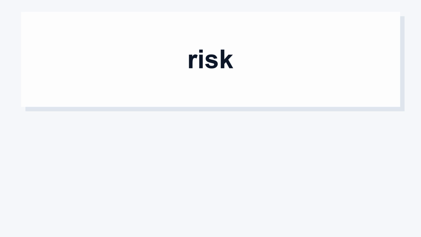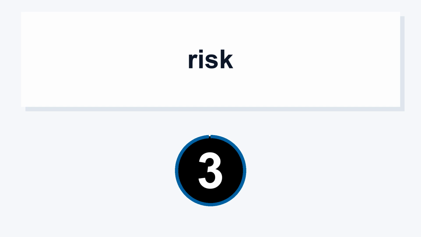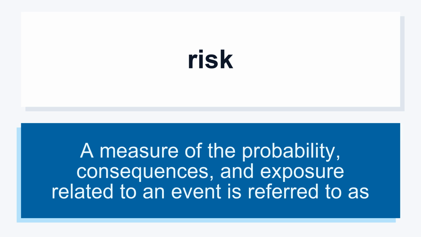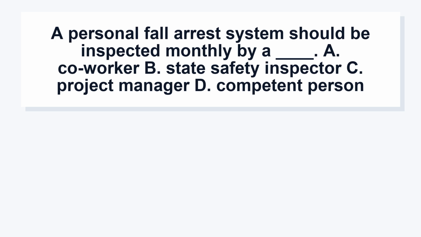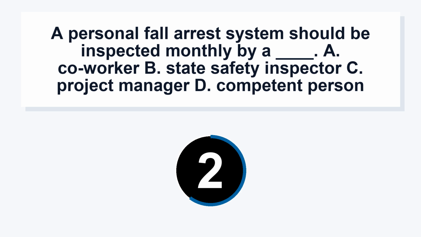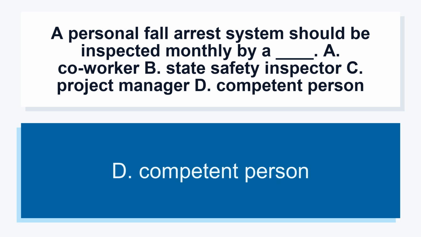Risk: a measure of the probability, consequences, and exposure related to an event is referred to as risk. A personal fall arrest system should be inspected monthly by a: A. Coworker, B. State safety inspector, C. Project manager, D. Competent person. D. Competent person.